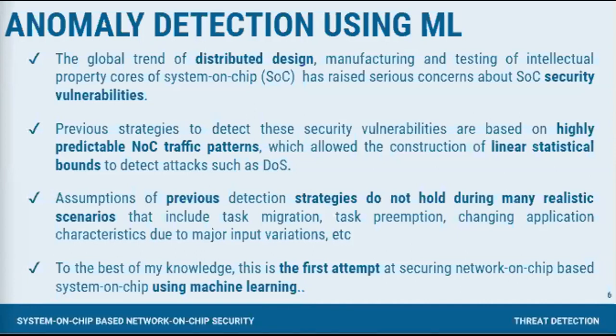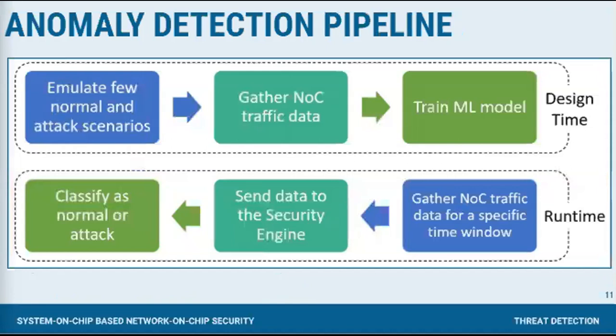In these scenarios, the assumptions do not hold in many realistic scenarios. They might not include task migration, task preemption, changing application characteristics due to various input violations, etc. And as I mentioned previously, machine learning was not used to detect a denial of service attack in the network on chip environment. To detect anomalies using machine learning, there are two components that we have to focus on. One is the design time, and the other one is the runtime.